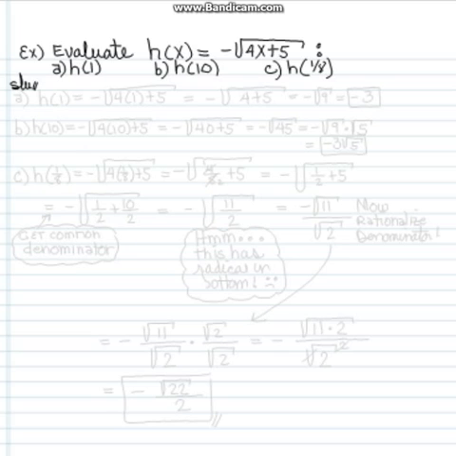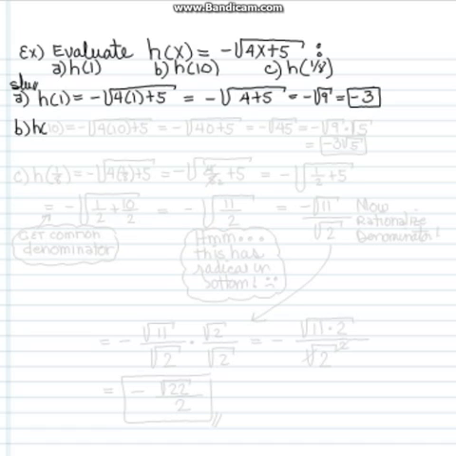We just plug it into the expression in place of x, and we use parentheses just to keep ourselves honest, make sure we don't make a mistake. h of 1 is a negative square root of 4 times 1 plus 5, so it's negative square root of 4 plus 5, which is negative square root of 9. So evaluate the square root of 9, that's 3, so we have negative 3 for our answer.